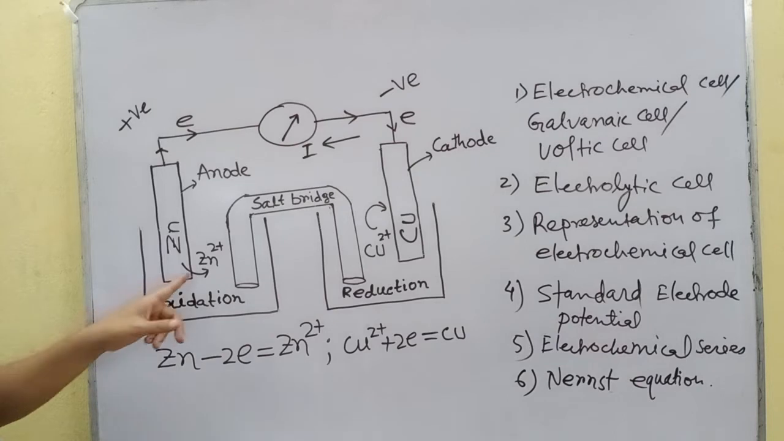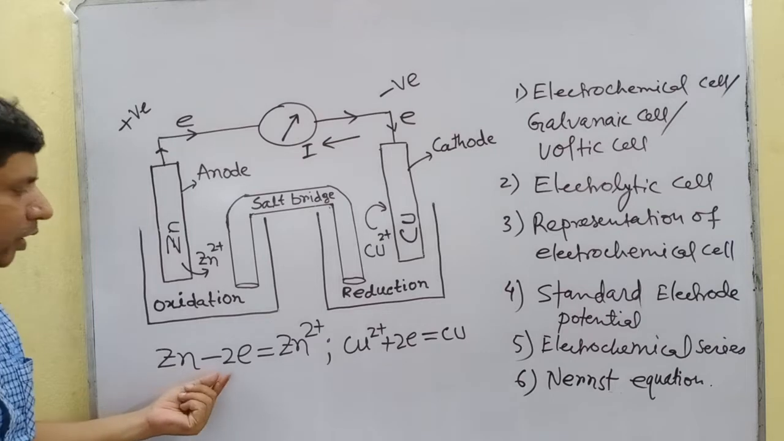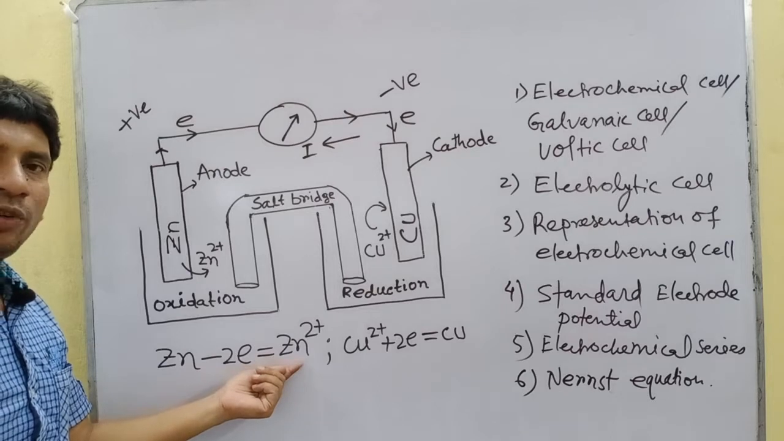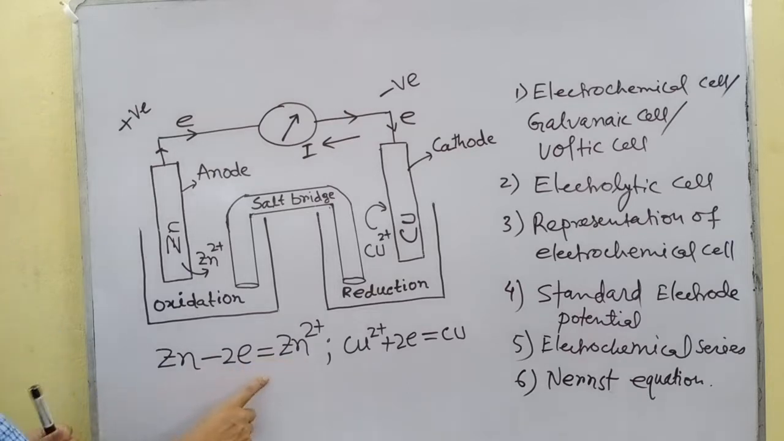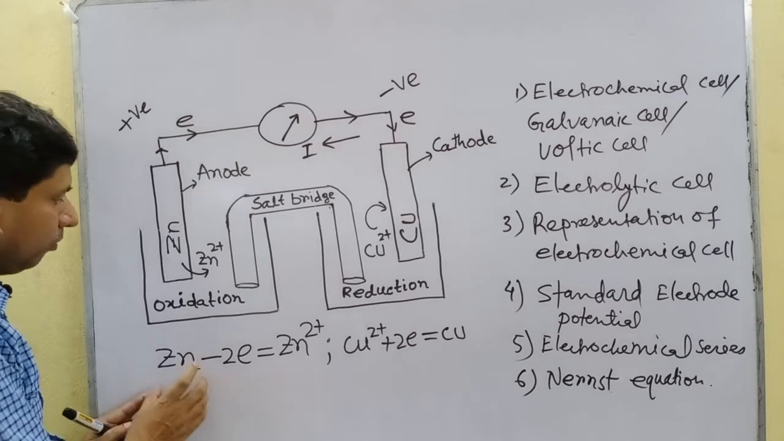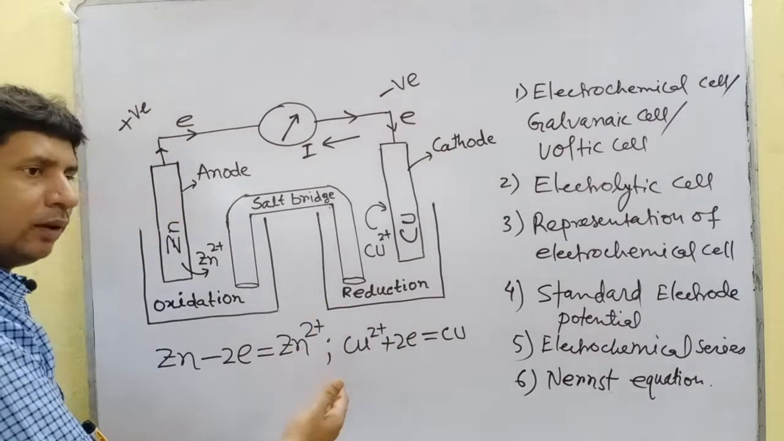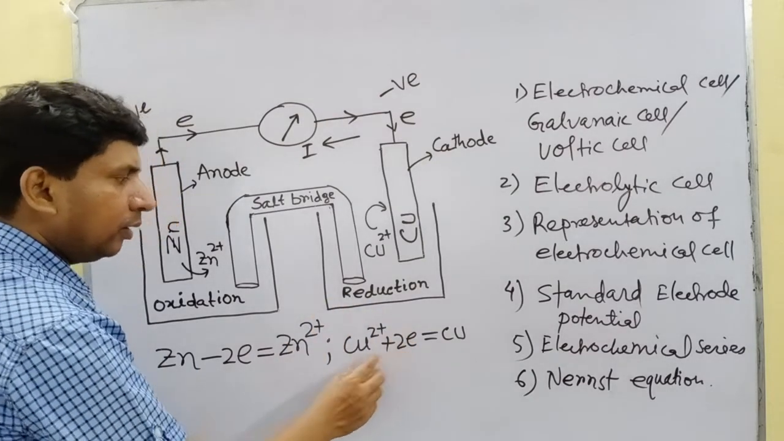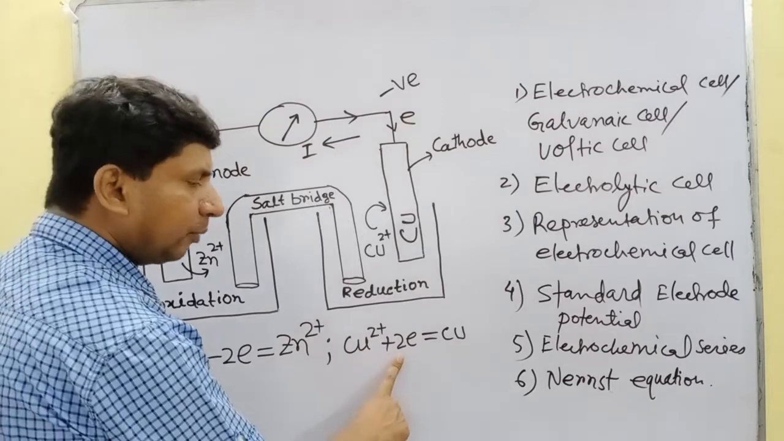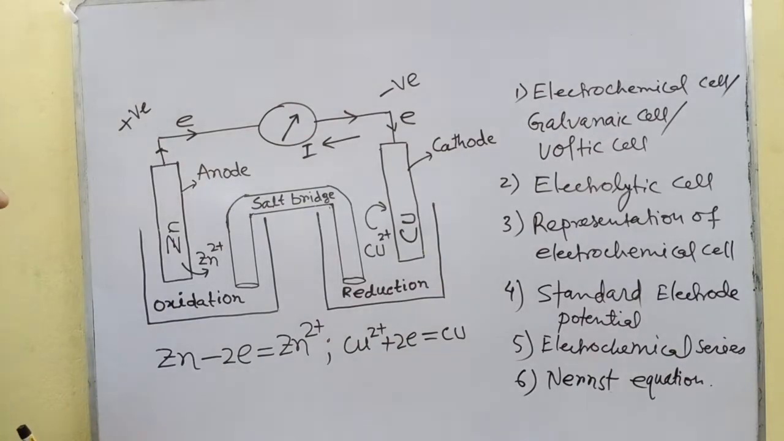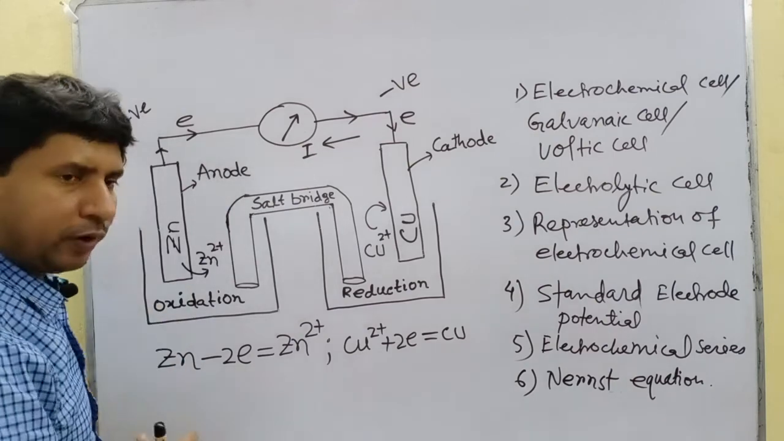Here there is zinc, which removes 2 electrons from its outermost shell to form Zn2+. That means oxidation reaction. From zinc to Zn2+, this is the oxidation. When copper 2+ accepts 2 electrons to form copper, that is the reduction reaction. অর্থাৎ ইলেকট্রন অ্যাকসেপ্ট করলে রিডাকশন, ইলেকট্রন ডোনেট করলে অক্সিডেশন। This is a very important part.